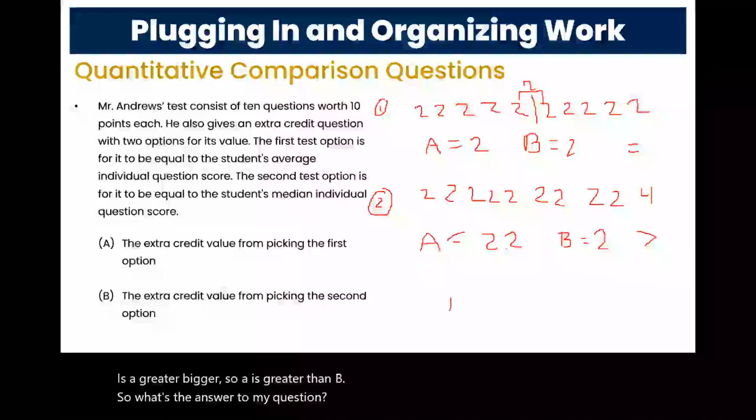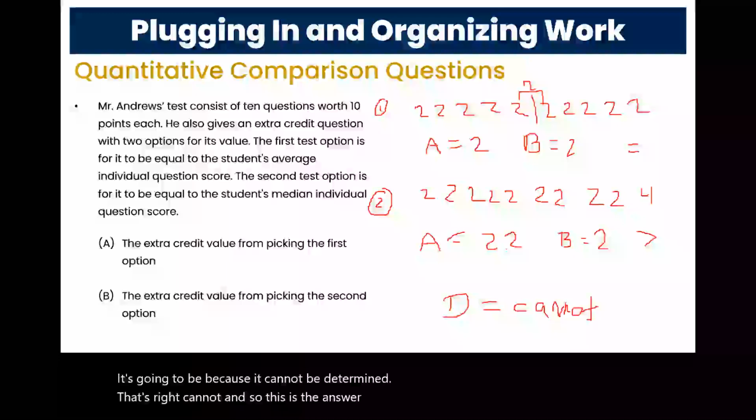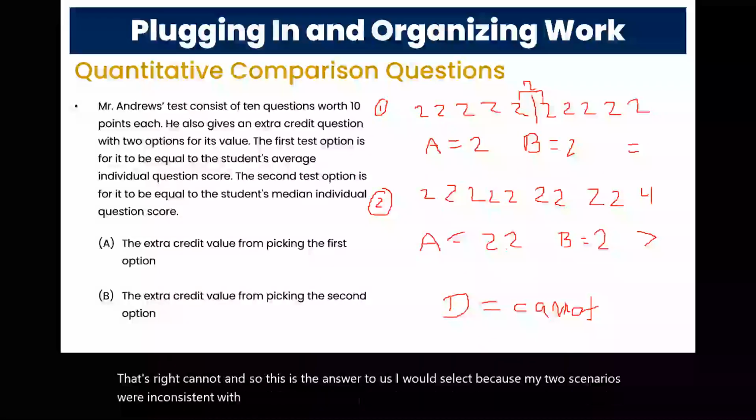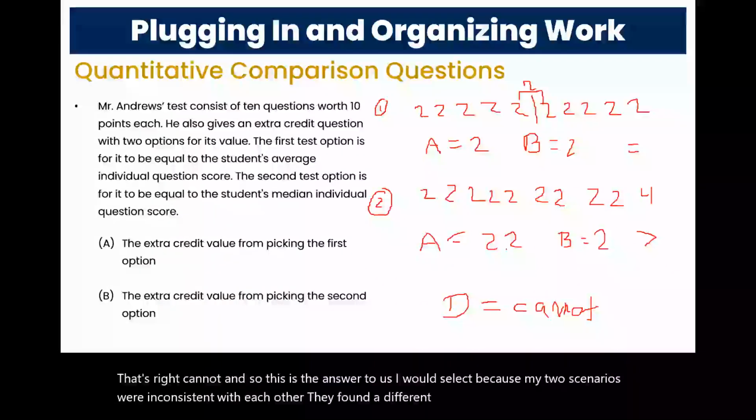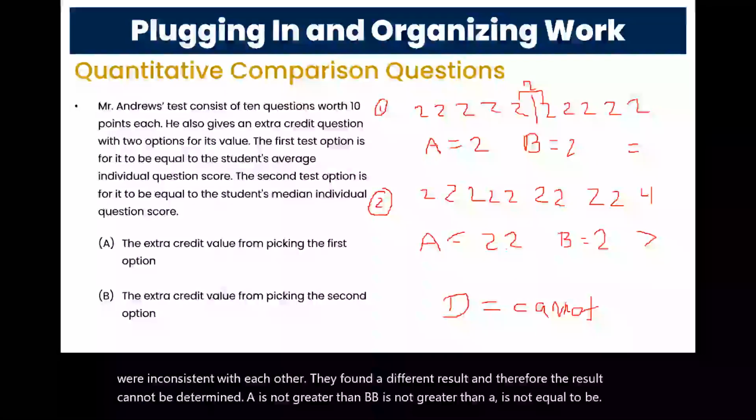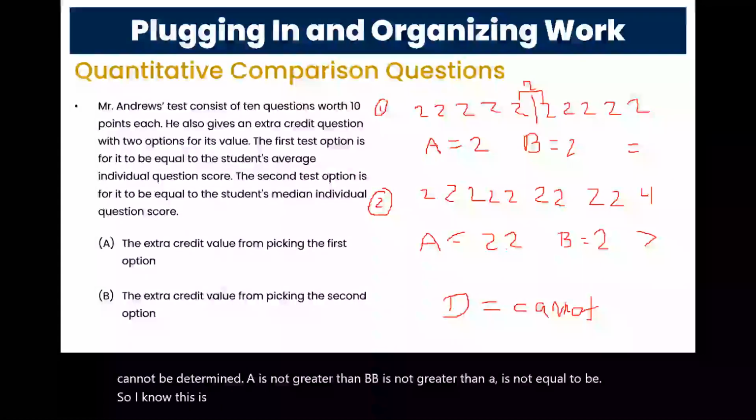It's going to be D, because it cannot be determined. That's right, cannot. And so this is the answer choice I would select, because my two scenarios were inconsistent with each other. They found a different result, and therefore the result cannot be determined. A is not greater than B, B is not greater than A, A is not equal to B. And boom. So I know this is a fairly simple question, but the technique is all about organizing your thinking.